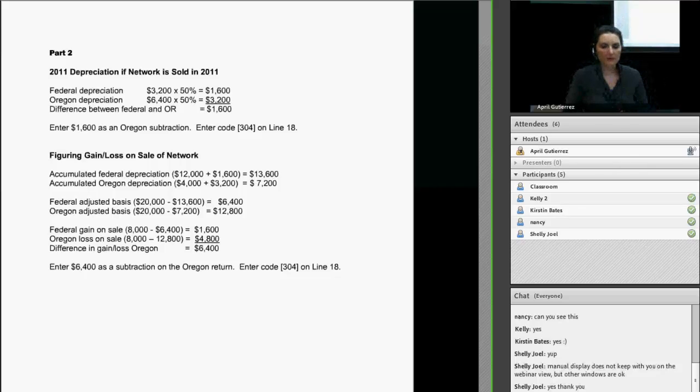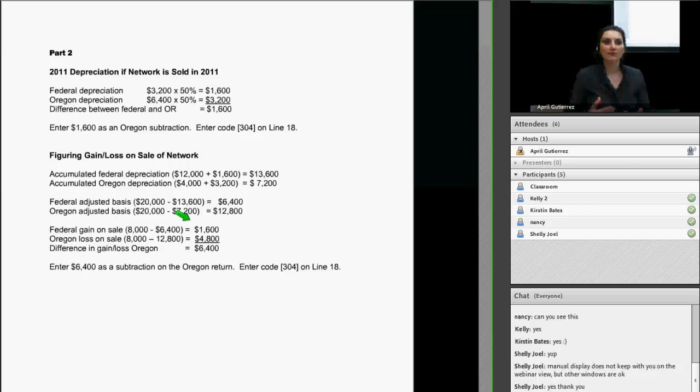And when we do that, we end up with, of course, a much lower basis on the federal than we have for Oregon. And so ultimately on the federal, we ended up with a basis of $6,400. And on Oregon, we ended up with a basis of $12,800 at the point where we're selling. And for the federal, that means we sell for $8,000 on an asset that has a cost of $6,400 or an adjusted basis of $6,400, and it gives us a gain on the federal return of $1,600.